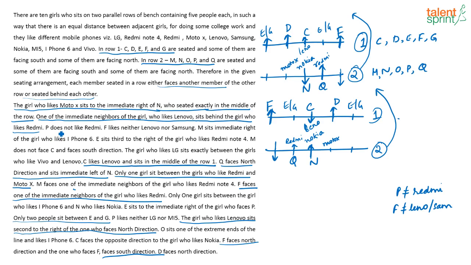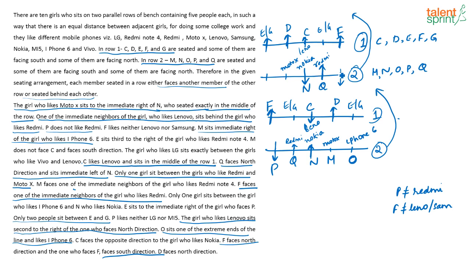Then, what else is given here? P does not like Redmi. Okay, Q already likes Redmi, that we have found out. F does not like Lenovo or Samsung, so F cannot be Samsung. M sits to the immediate right of the girl who likes iPhone 6. Already I know O likes iPhone 6 and O is sitting on one of the extreme ends. So which has to be O? Because M has to be close to O. So this has to be O and this has to be M. And what does O like? O likes iPhone 6. Okay, so this has to be P.